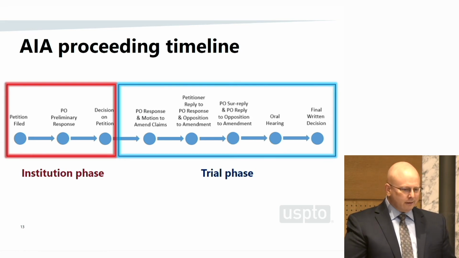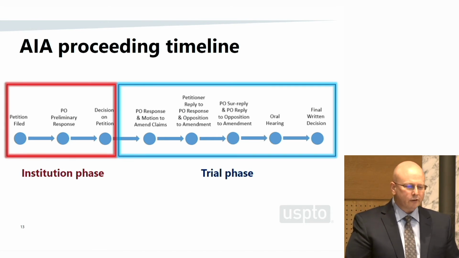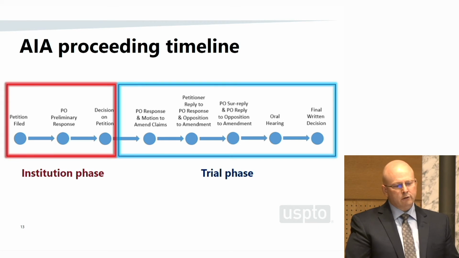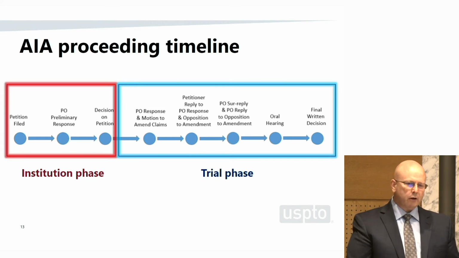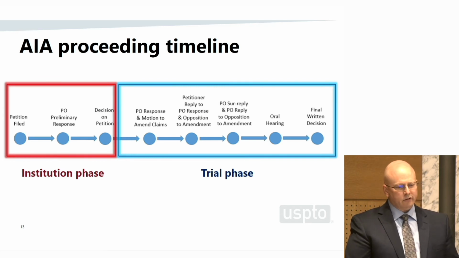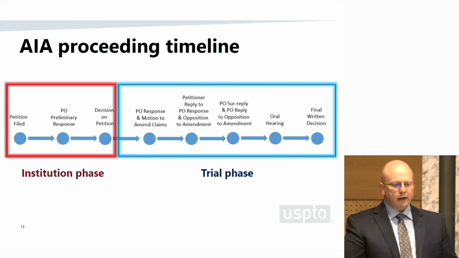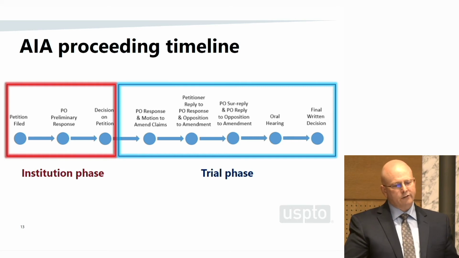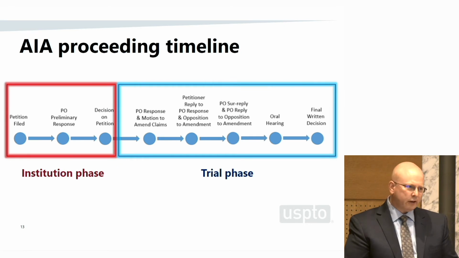But if we do institute a trial, we move into the blue box, the trial phase, which includes a portion for amendments, which you heard about a little bit in the prior presentation. There's also a limited discovery period. There's an oral hearing and a final written decision. All of that has to take place within 12 months unless there's good cause, in which case we can extend that trial phase for up to 6 months.